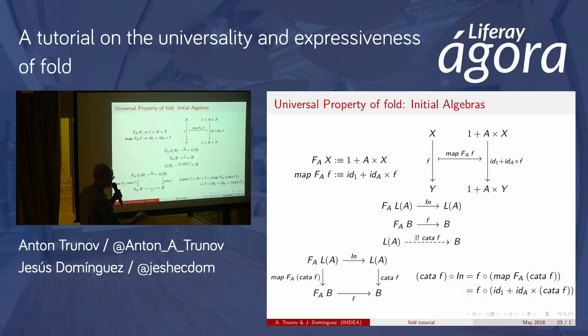So this diagram is saying that this equation is true, right? It's just in followed by kata F, and this followed by F. But what is this saying? I told you that this function is encoding the constructors.